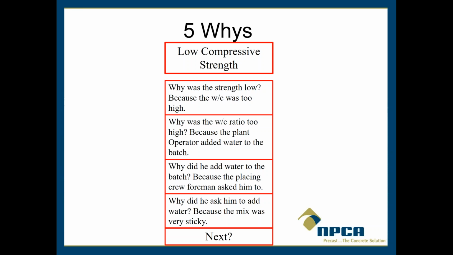So when you get right down to it, the root cause here was a lack of training or communication to the batching and the placing and finishing crew to let them know this was a new mix, was going to be sticky, was the nature of the beast, so to speak, and that's what was going to have to happen. That wasn't done, so they went about this in the way they normally place concrete.